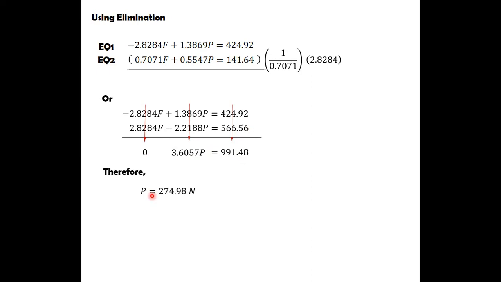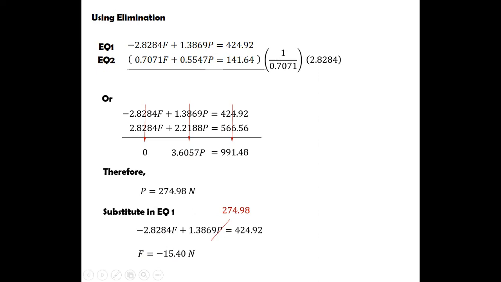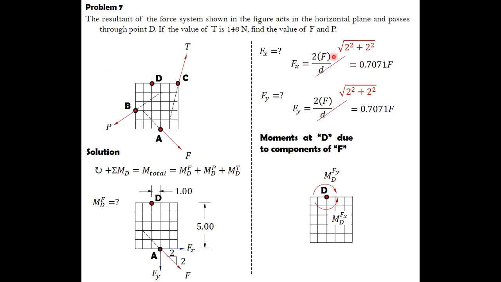274.98 Newton. Now, to compute the magnitude of F, either we use equation 1 or equation 2, tapos substitute natin yung nakuha nating P. Let us use equation 1 na lang and then substitute natin yung nakuhang magnitude ng P. One equation, one unknown, we will finally have the magnitude of F, which is negative 15.40. So this is the approach that we need to apply every time we are encountering inclined forces and we are asked to find the moment.